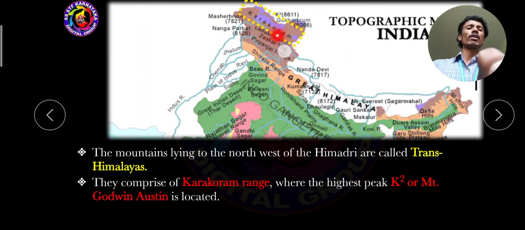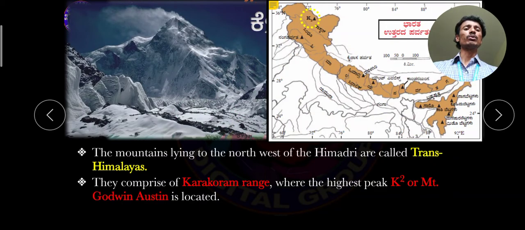See, this is the Karakoram range. Where is the highest peak? Here we can find the highest peak of our Indian country, that is K2 or Mount Godwin Austen. This is the Karakoram range, and here is K2. This is the highest mountain peak of our Indian country. Which one? K2 or Mount Godwin Austen. Where is it located? In the Karakoram range.